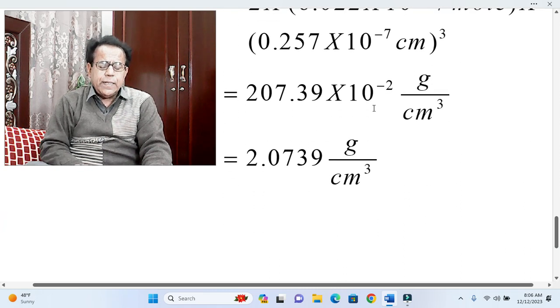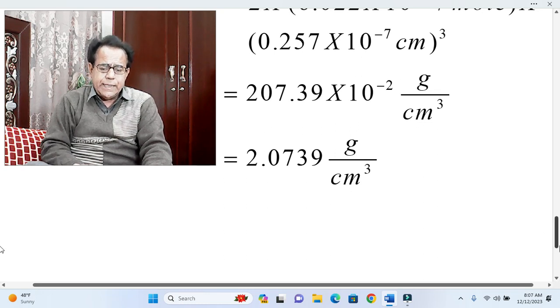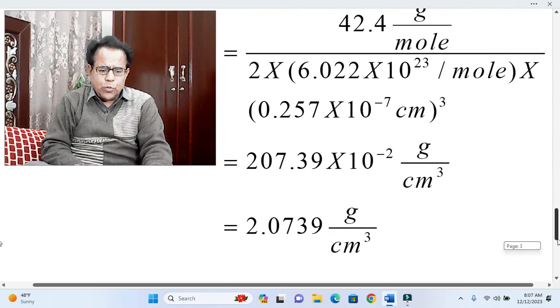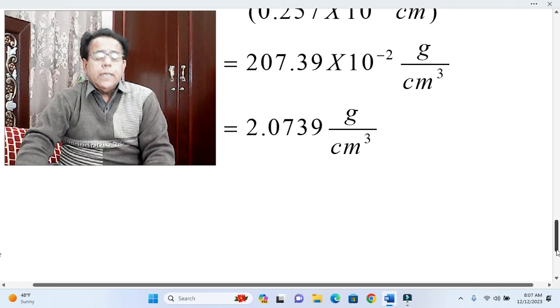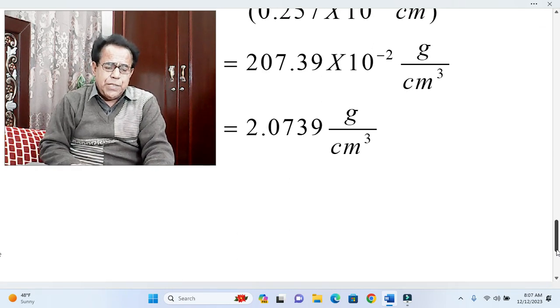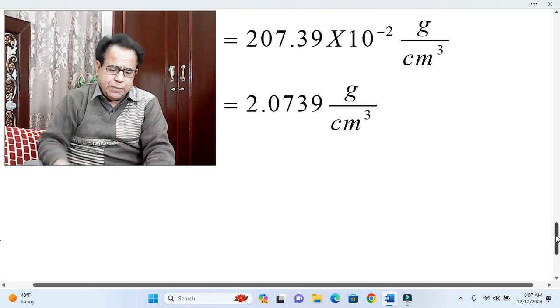Here, dear students, 10 raised to the power minus 2 means 1 over 100. When it is divided by 100, it becomes 2.0739 gram per centimeter cube. This is our resultant value of density rho. So finally the density rho of lithium chloride has become equal to 2.0739 gram per cubic centimeter.